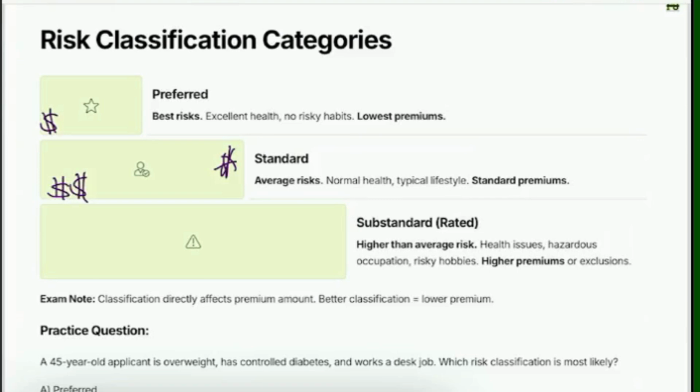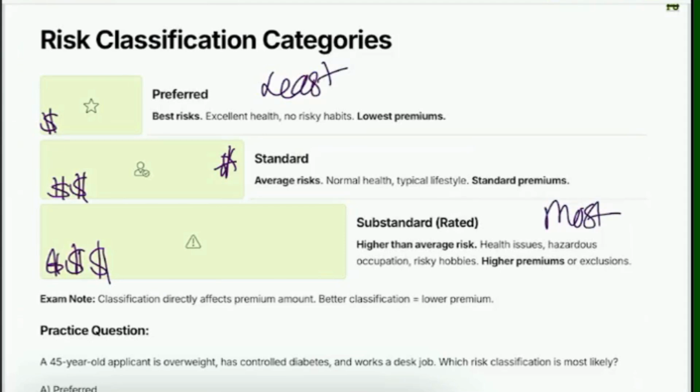Substandard, if somebody has some health issues, maybe they have a hazardous occupation, maybe they smoke, maybe they used to smoke, maybe they're diabetic, maybe they had surgery that could reoccur. So this is going to be your higher one. They do like to ask you what it is called for average risk, health, normal health, standard or substandard, preferred. They want you to know the definition, but they could also give you a scenario of which one's going to cost the most, which one's going to cost the least. Preferred is going to cost the least. Substandard is going to cost the most.